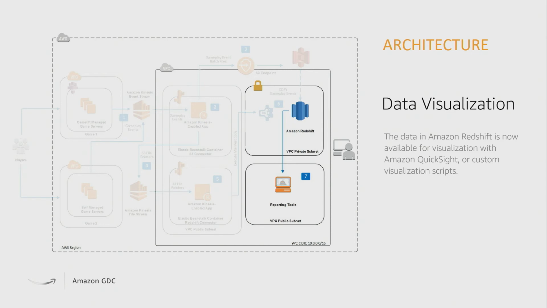So Redshift can be used in conjunction with tools like Amazon QuickSight to create visualization dashboards. Or you could even feed it into a service like SageMaker, which is our machine learning tool, so you can create machine learning models off of that and do further insights.